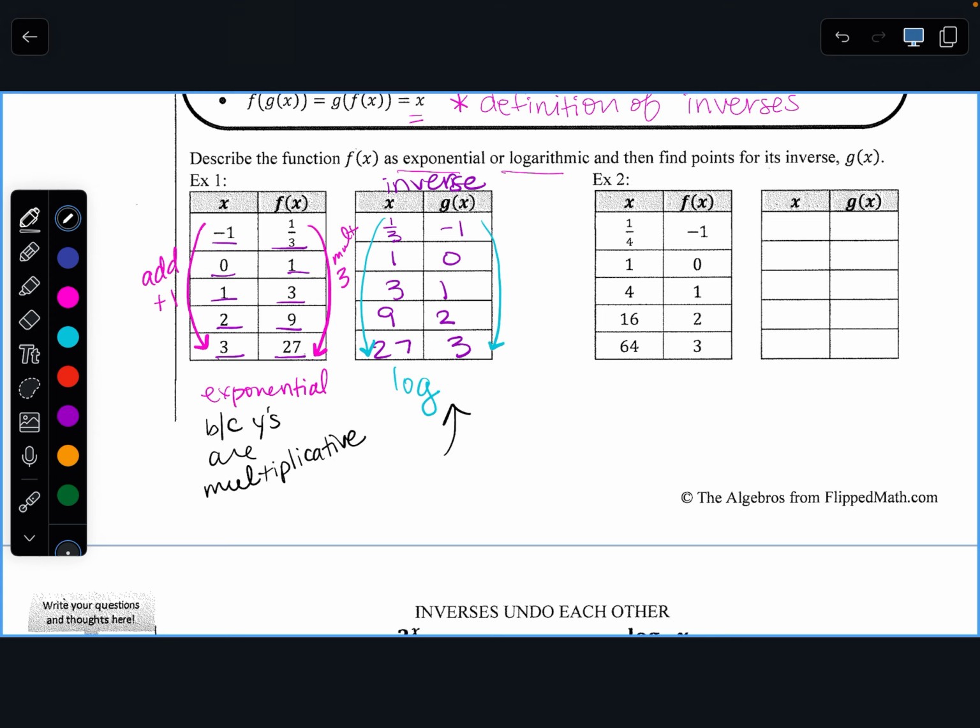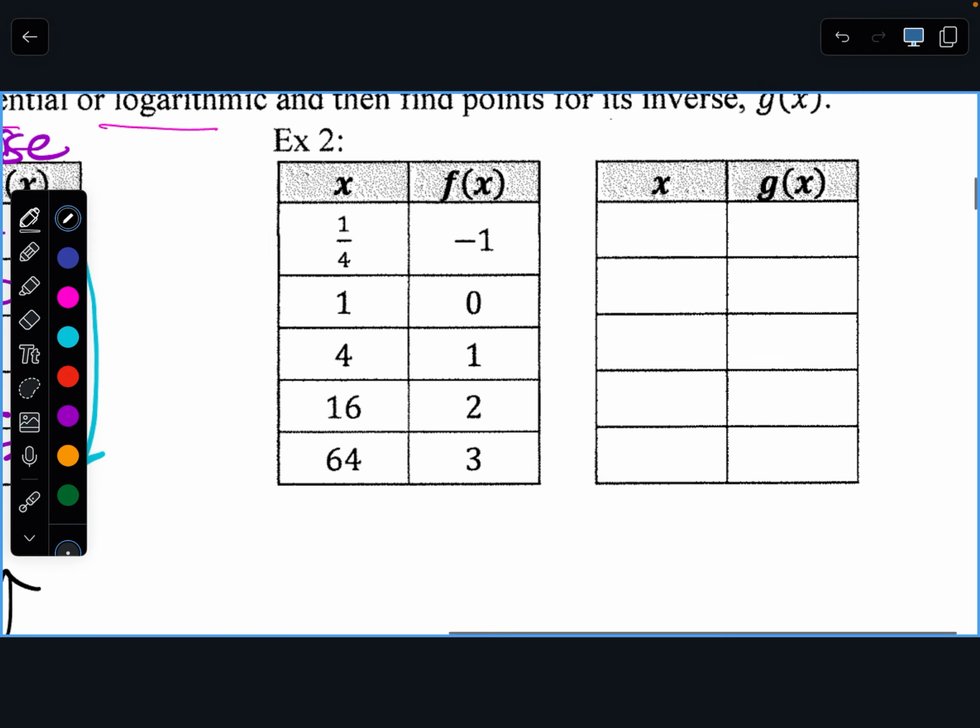So let's study the values on the x's. So I look at 1/4, 1, 4, 16, 64. These actually look like they're multiplying by 4 every time. And if I look at their y values, they look like they're adding by 1 every time. This tells me it's not exponential, but this is logarithmic. And it's logarithmic because the x values are multiplicative.